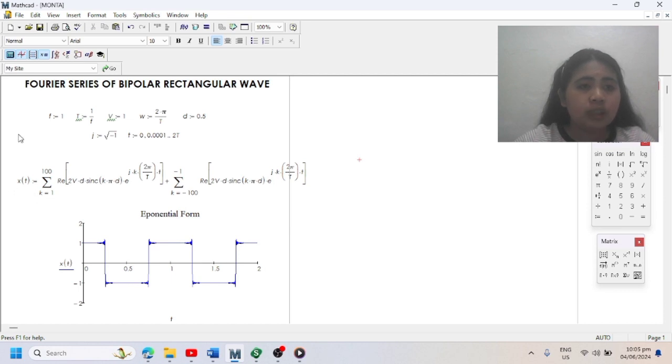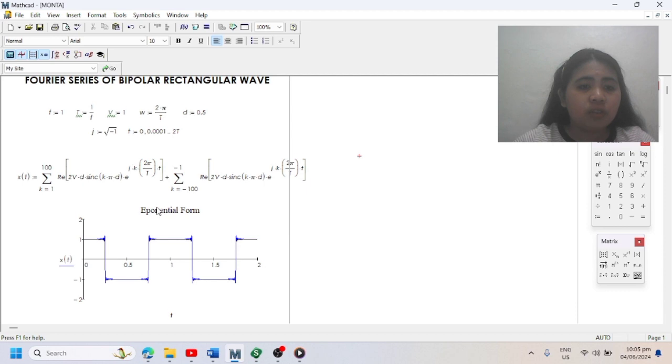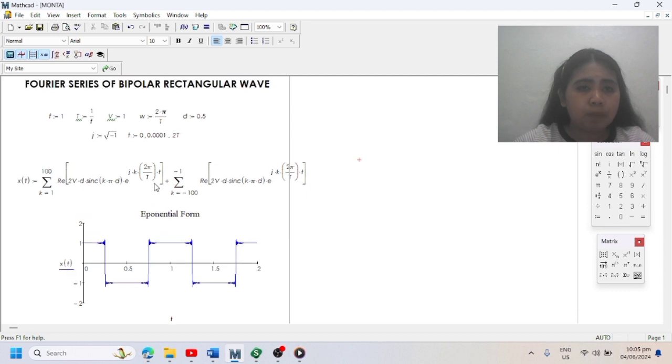So, for the exponential form, we will use the formula for exponential form, and we will substitute the coefficients, and it arrives like this. And the waveform of the exponential form, or the results of the derivation of the coefficient, and upon substituting, the exponential form of the rectangular wave is now like this.